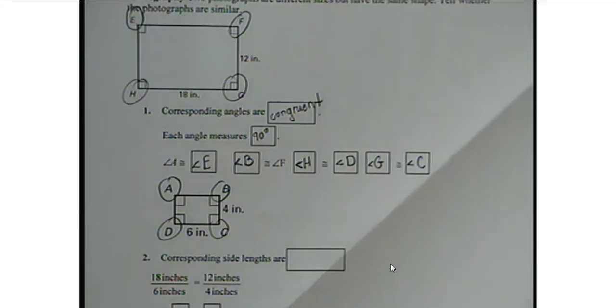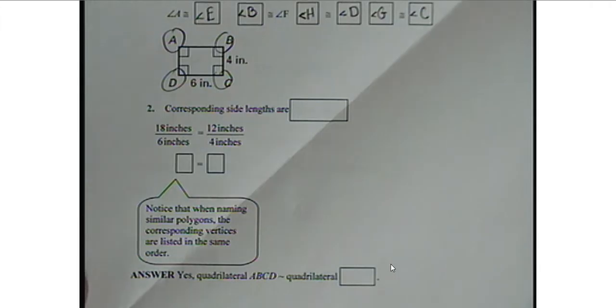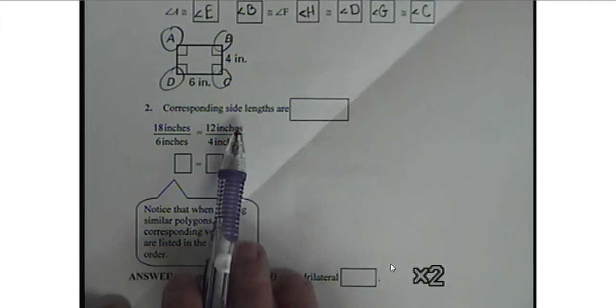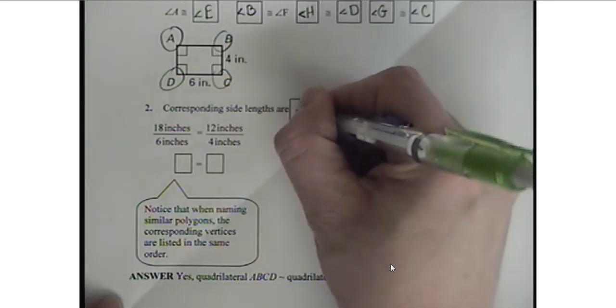So we're done with the angles, measured them, found the corresponding ones. If you go down through this example that I'm giving you, you will see they're asking us what the corresponding lengths are, and they are proportional. So proportional.